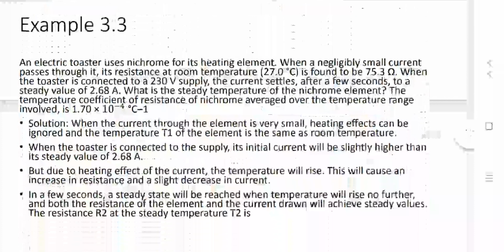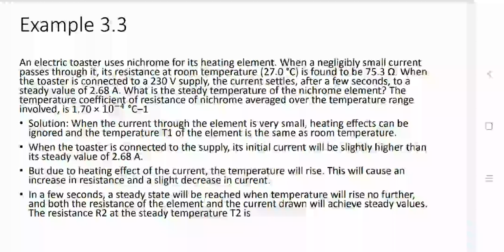Let us focus on the example regarding this. An electric toaster uses nichrome for its heating element. When a negligible small current passes through it, its resistance at room temperature, 27 degrees Celsius, is found to be 75.3 ohm. Right? What it shows over here is that at room temperature, the resistance is 75.3 ohm of the toaster, which is designed using nichrome material. When a negligible current is passing at room temperature, resistance is 75.3.